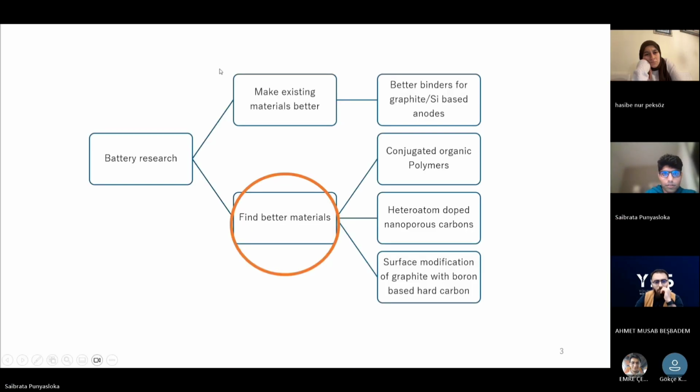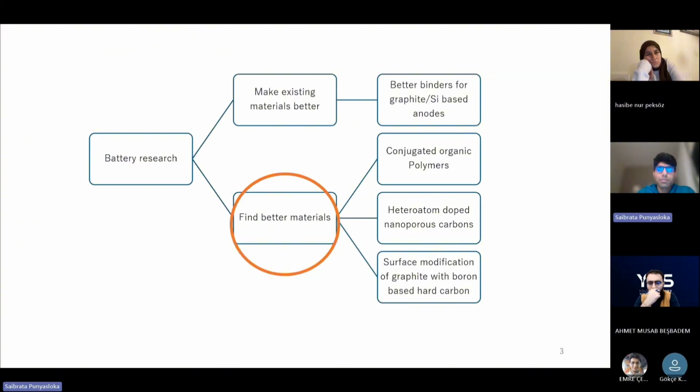So any research, I've just put battery research over here, but for that matter any research, the whole idea is there are two types. There is fundamental research, where you look into the system and try to understand the fundamentals, like why something is happening, or how you can make already existing materials better by looking into certain properties. Or there is another field, which is mostly applied, where it is to find better materials.